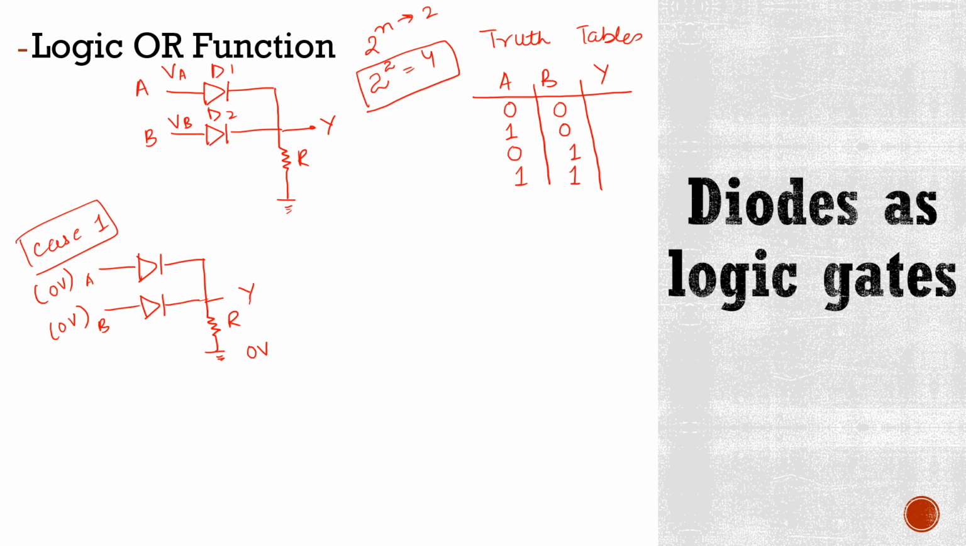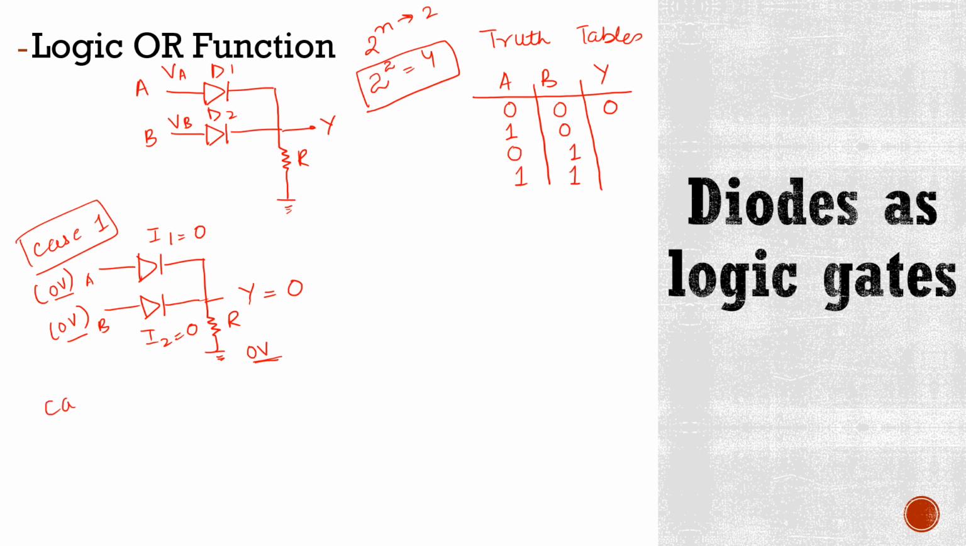Now as you can see, this terminal A and this ground, they have same potential. Similarly, this terminal B and this ground, they have same potential. It means here current I1 is 0 and here current I2 is also 0. Why? Because current only flows when there is some potential difference, and we know that current flows from higher potential to lower potential. Since there is no potential difference in this case, it means there is no flow of current, so here output is 0. So here we write 0.